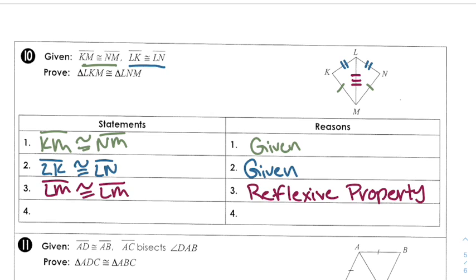So I now have 3 pairs of congruent sides. Therefore, I just proved that triangle LKM is congruent to triangle LNM by side, side, side. Also, I don't know if I mentioned this before, but your last statement in the box will always be what you're trying to prove right here, okay?